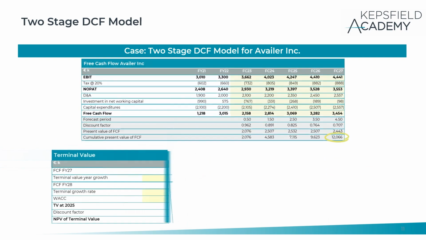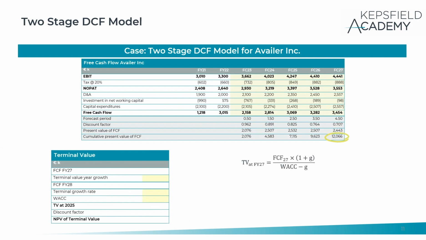Second, we calculate the terminal value. We assume that free cash flow will grow 2% in the terminal value year, fiscal year 2028, resulting in a cash flow of 3,523,000 euro in the first year of the terminal value period.